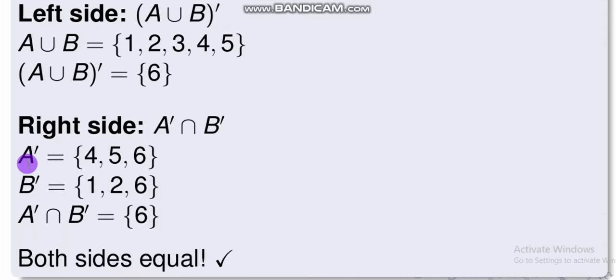Finally, we get the intersection of our result. A prime intersection B prime. So this will just be 6. They don't have 4 in common, they don't have 5 in common, they do have 6 in common, and you can see that the result is identical to what we have here as the left hand side. Hence, De Morgan's law is successfully proved.